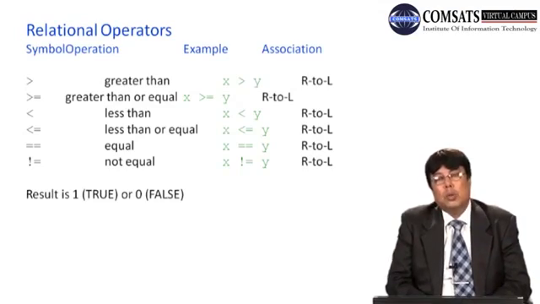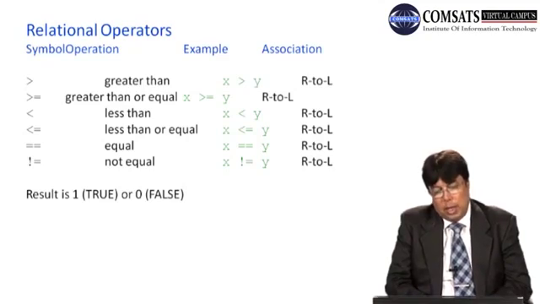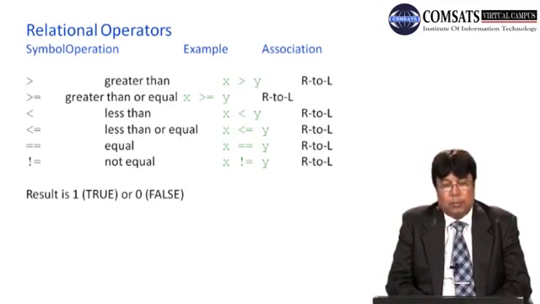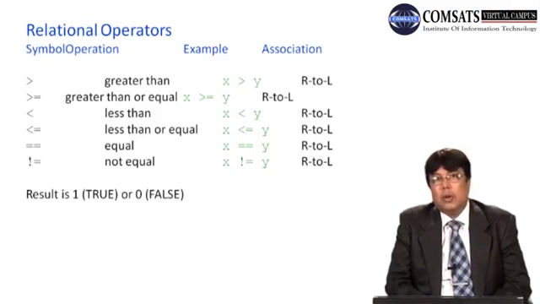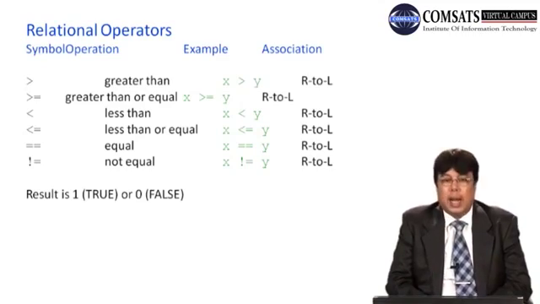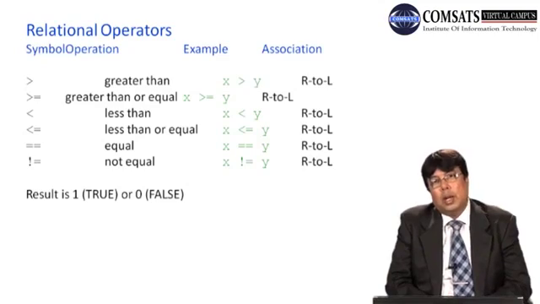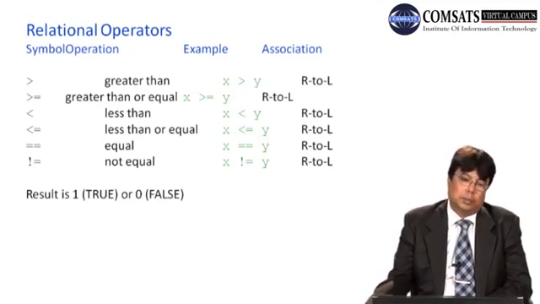So we have got two operators. One is called greater than, the other is called greater than or equal to. Similarly, we have got less than and less than or equal to. Equal: X is equal to Y, or X is not equal to Y. Once again, it returns true or false, 1 or 0. Remember, 1 is a non-zero value, so it is treated as true, whereas 0 is treated as false.